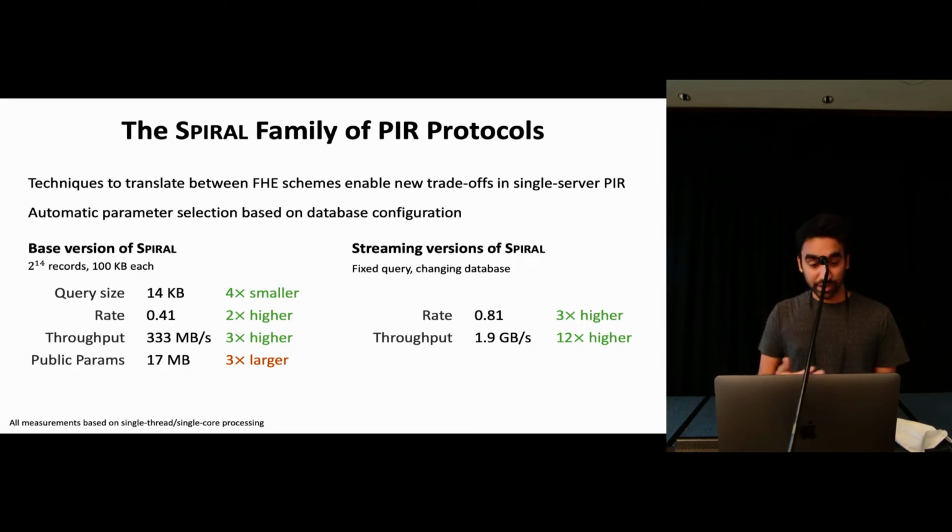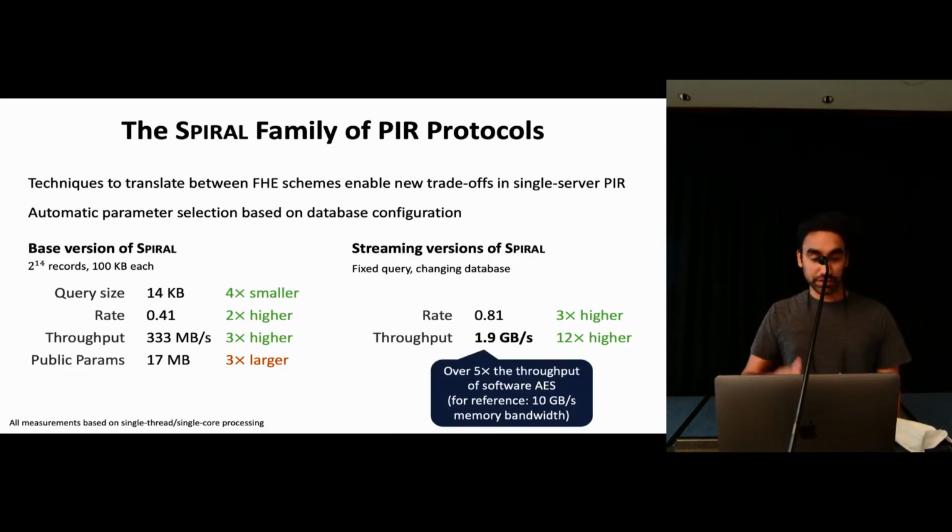We achieve a rate of 0.81, which I'll call out. Remember that the highest possible rate would be 1. So in this streaming setting, we're achieving very, very high rate. And in addition, we're also achieving a throughput of almost 2 gigabytes per second, which is 12 times higher than the previous work, the best previous work.